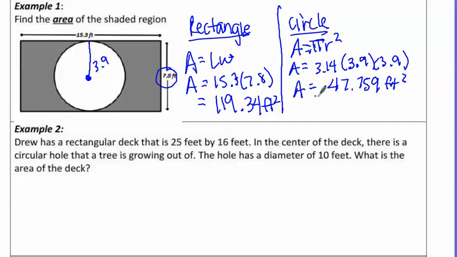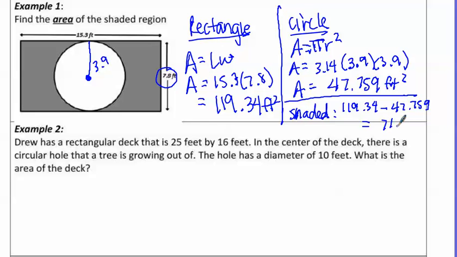Since you just want the shaded region, you want to subtract 47.759 from 119, to get your shaded region of 71.5806 feet squared.